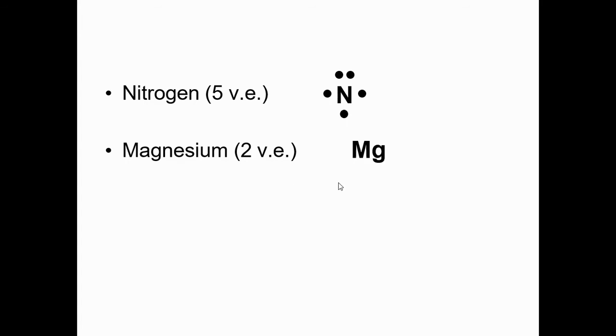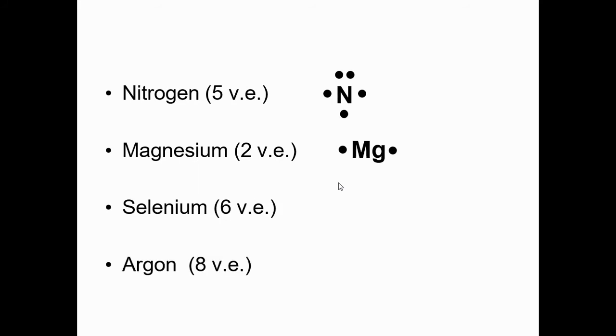So now let's look at magnesium. We said magnesium had 2 valence electrons. 1, 2. That's what its electron dot looks like. Selenium, we said, had 6. What does it look like? 1, 2, 3, 4. Now we can start pairing up. 5, 6.